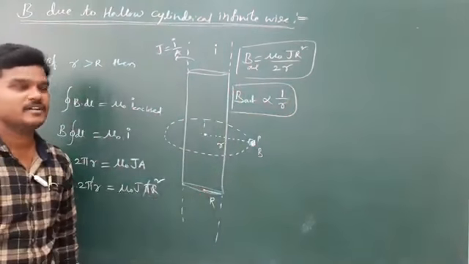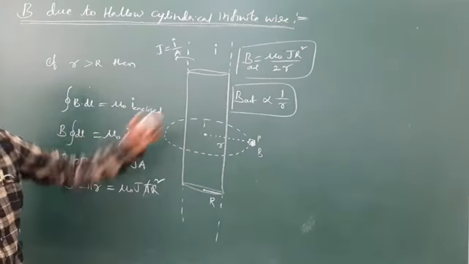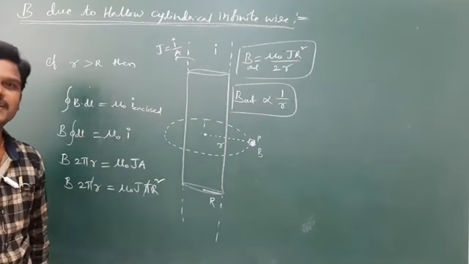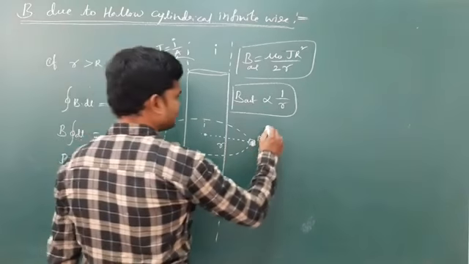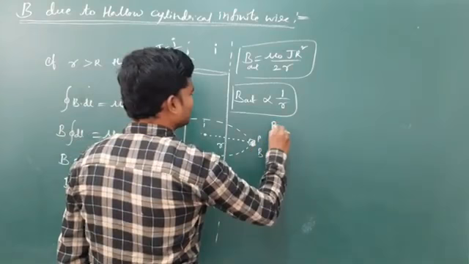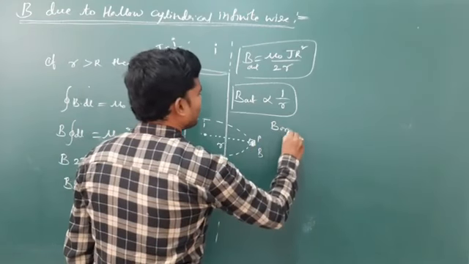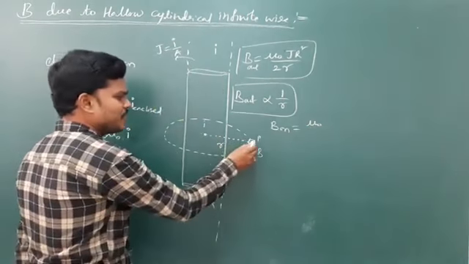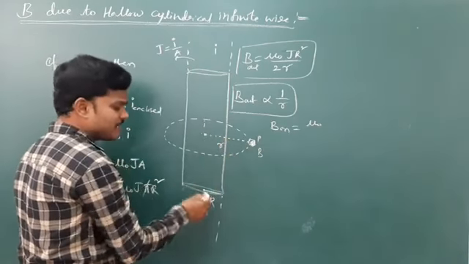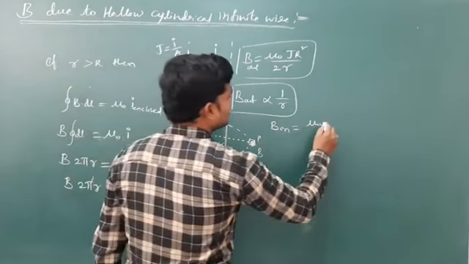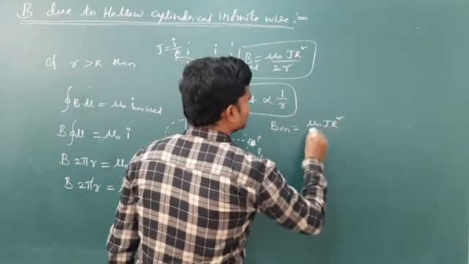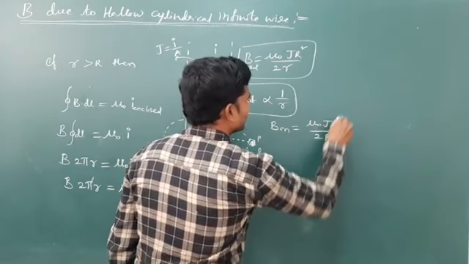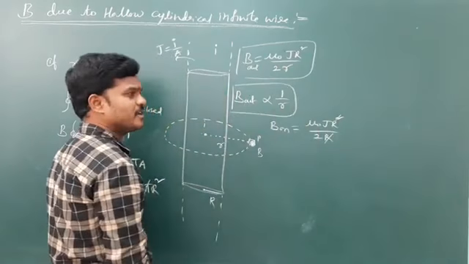R, the radius of the cylindrical wire, is also constant. So B outside varies with respect to the distance. And B on the surface: if point P is taken here, small r is replaced by capital R. So B on surface is mu naught J R squared by 2 capital R, because small r is replaced with a capital R.